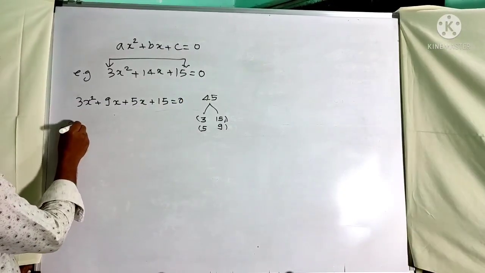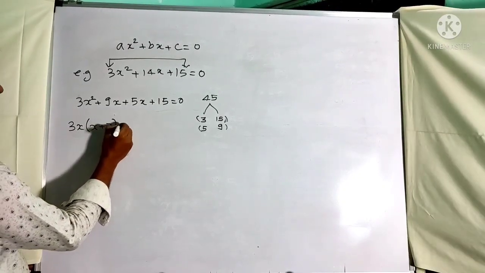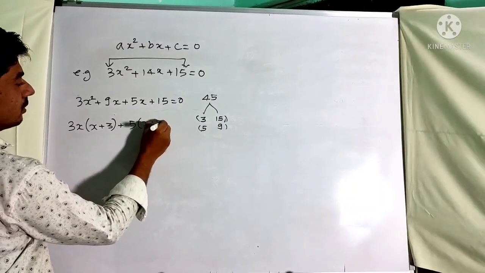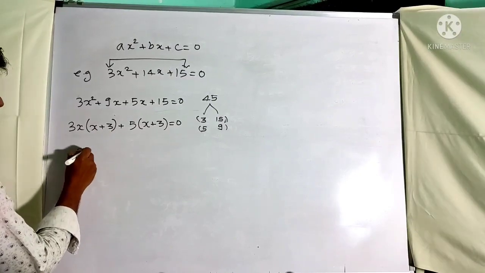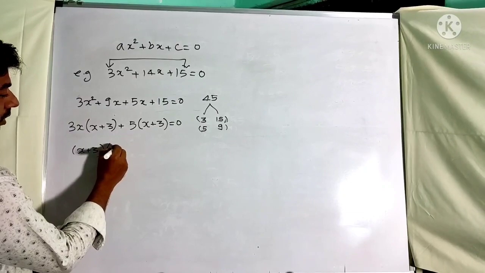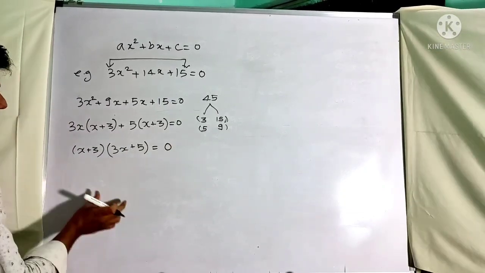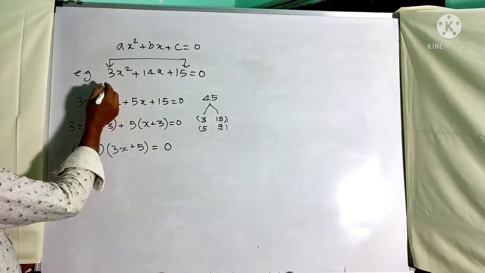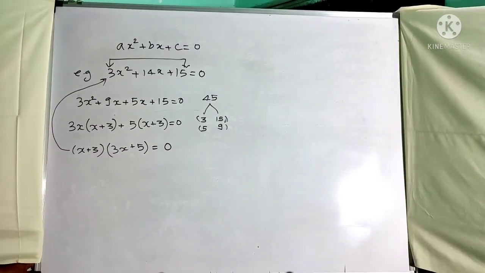Here we can take 3x as common. The remaining term will be x plus 3, and here we take 5 as common, then the term will be x plus 3. In both terms, x plus 3 can be taken as common and we can complete the equation. These two are then called the factors of the given equation.